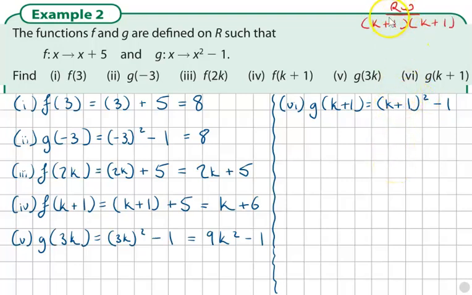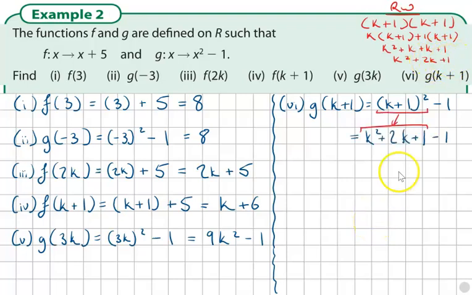k plus 1 all squared is k plus 1 times k plus 1, which is k times k plus 1 times k plus 1, which is k squared plus k plus k plus 1, which is k squared plus 2k plus 1. So k plus 1 all squared gives us k squared plus 2k plus 1, and then we bring down the minus 1. And then the 1 and the minus 1 will cancel, so we're left with k squared plus 2k, which we can't simplify anymore, but we can factorize. So we can write k times k plus 2. So either of these answers will do.